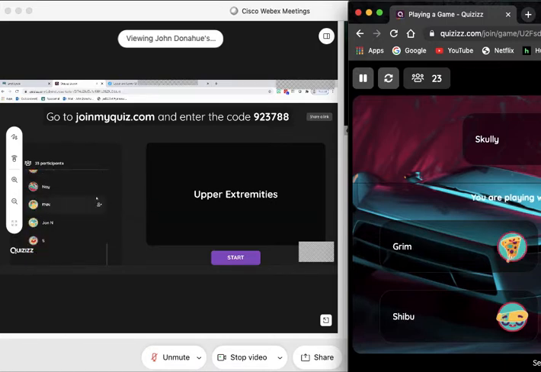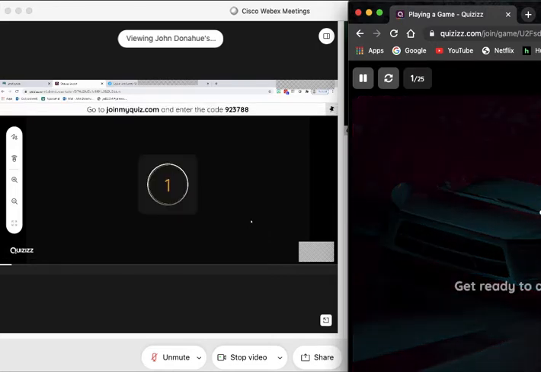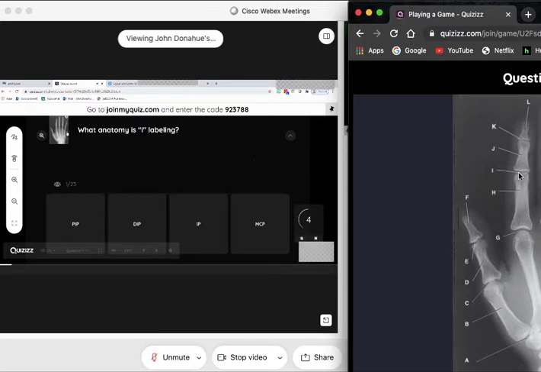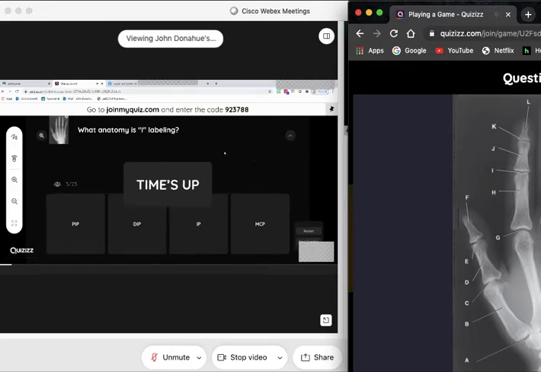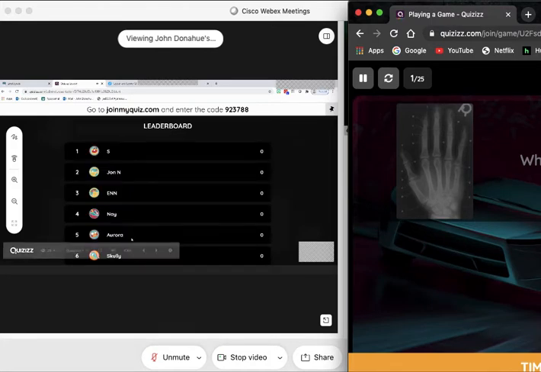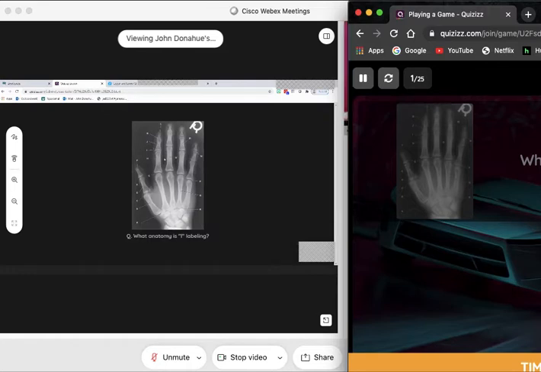Okay, guys, we're going to get started here. Read the questions carefully, and here we go. What anatomy is I labeling? You can zoom that image up, by the way. Anatomy. So I'm going to do the head of the second digit. It's not letting me zoom it up. Wait, that was going too fast. I know, I shortened the time. I didn't have time to look at the image. What is I pointing to?